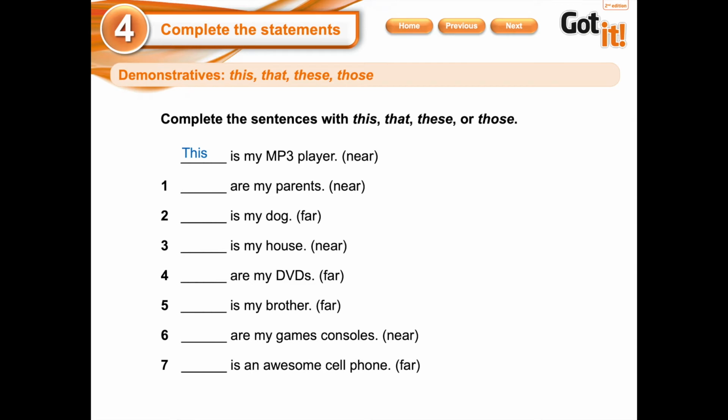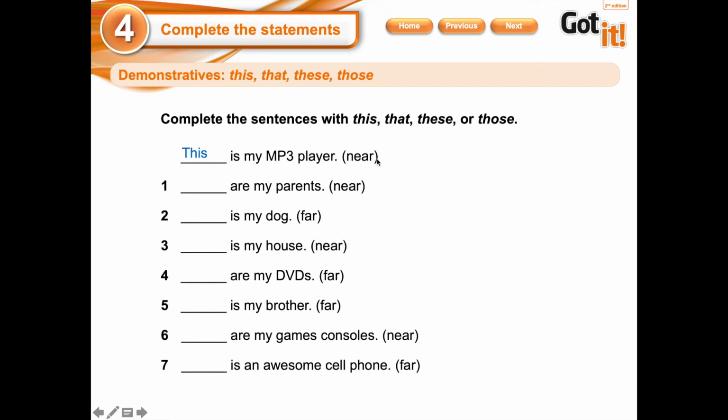Instruction: complete the sentences with this, that, these, or those. You have to pay attention because in brackets you have clues. For example, here it says "___ is my MP3 player." I pay attention that it is only one, so it's singular. I have 2 options. It could be this or that, because it's singular.